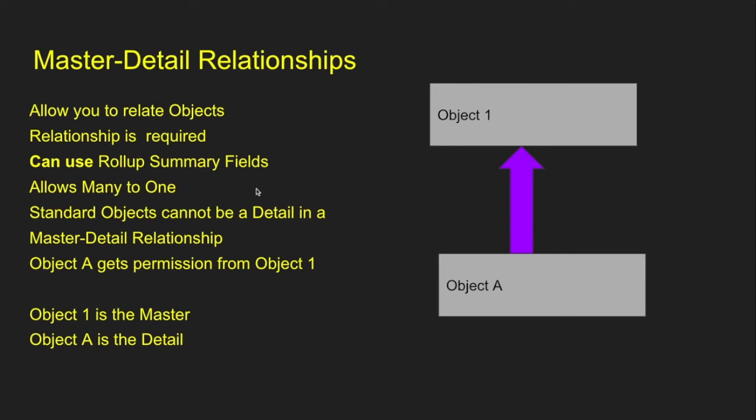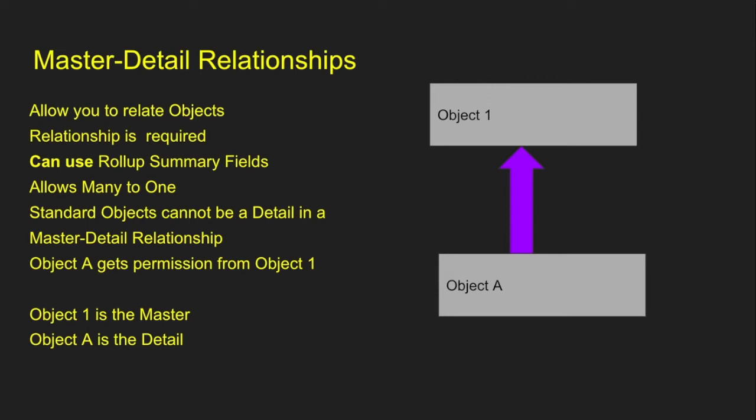I can create roll-up summary fields. So on object 1 here, I can create my roll-up summary fields to summarize all the different values from object A. So I can do row counts, I can count the number of records, I can summarize certain date fields or currency fields or number fields. So I can summarize those values. I can take max, mins, median. I can take all those values with a roll-up summary field on this. So I can create roll-up summary fields on object 1 that summarize data from object A.